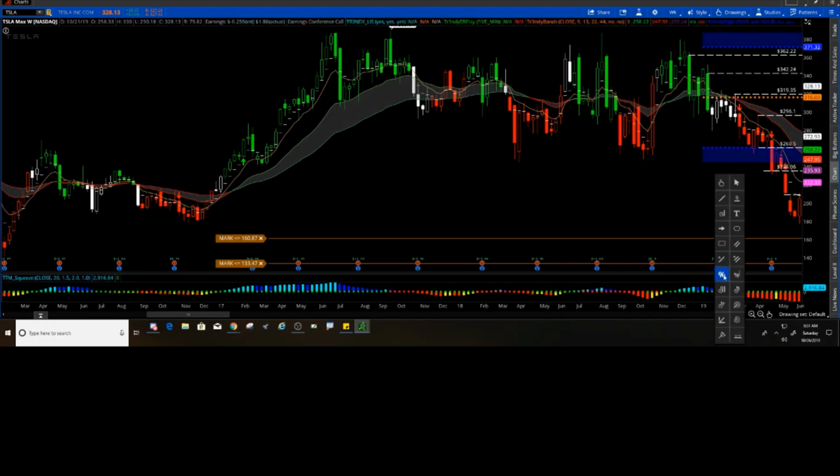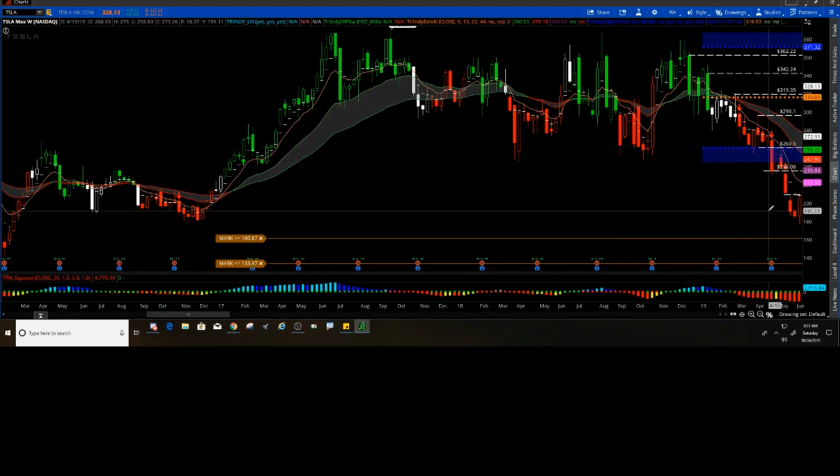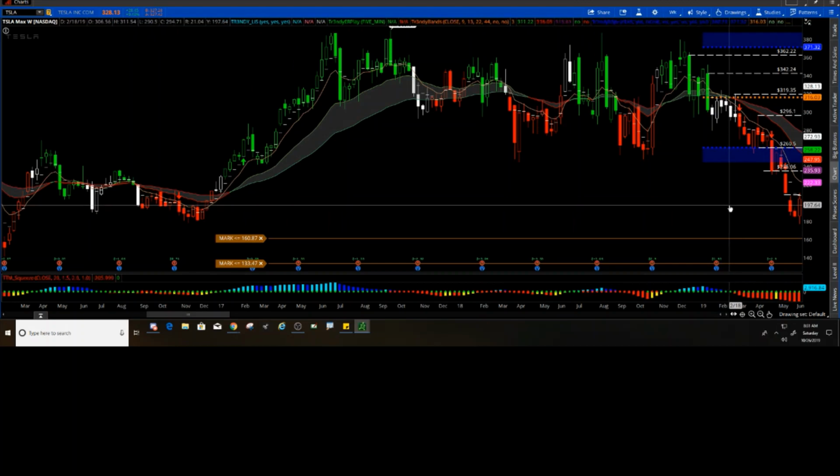Now, how do those line up? Let me show you. Let's talk about the range really quick. This is the range that we're using. Because price is moving up, I want to be looking up and to the left for targets. That's what I just showed you. Up and to the left.